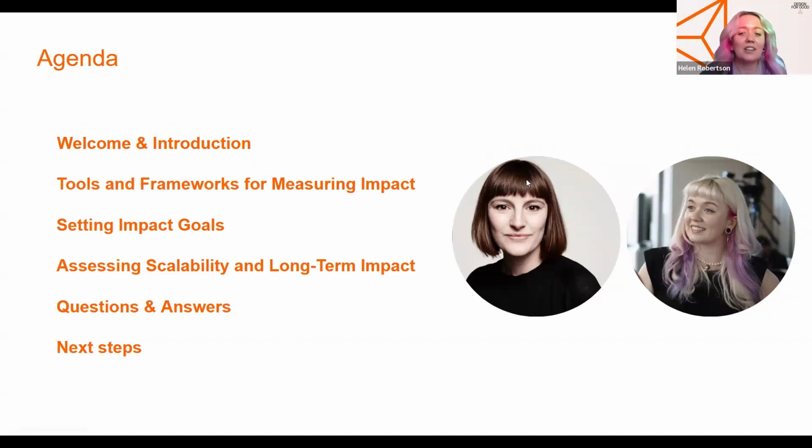We'll be diving into tools and frameworks for measuring impact, how to set impact goals, measure success, and plan for scaling, all essential elements to ensure that the solutions we design create meaningful long-term change. We're also really excited to have Chris Larkin with us, who will be sharing insights from her experience in impact strategy and measurement. You might recognize Chris from the RCA DFG Academy. Chris, would you like to do a little introduction?